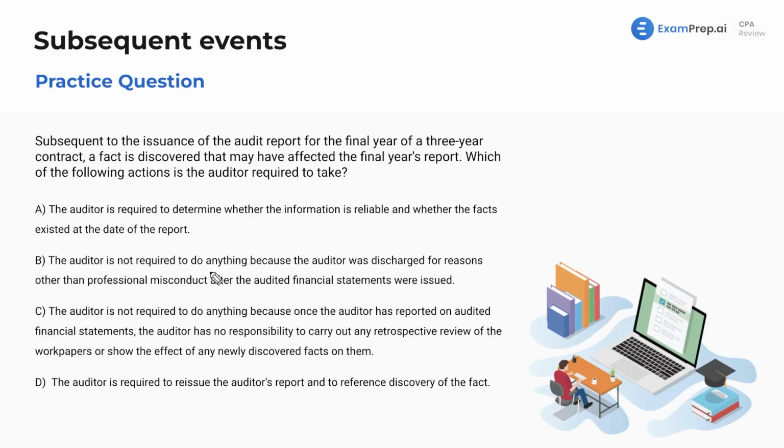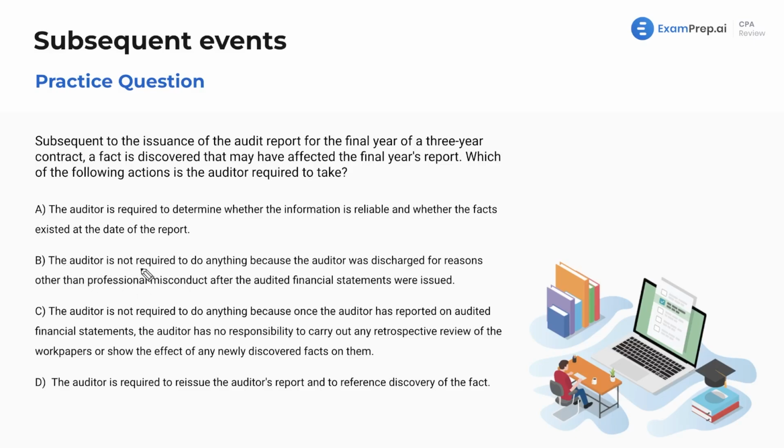The auditor is not required to do anything because the auditor was discharged for reasons other than professional misconduct after the audited financial statements were issued. The auditor is required to do something. Well, the reason it's bringing up professional misconduct is because if there's professional misconduct, the auditor is just not going to be associated with this anymore, right? You're getting kicked out essentially. For reasons other than that, even if you're discharged, you still have a responsibility there.